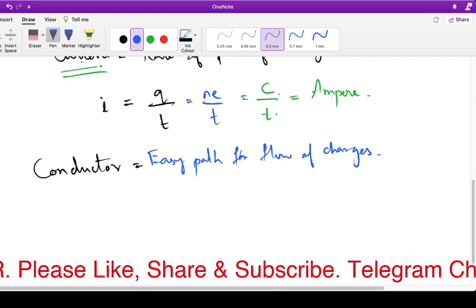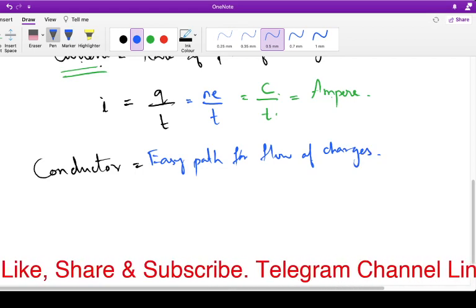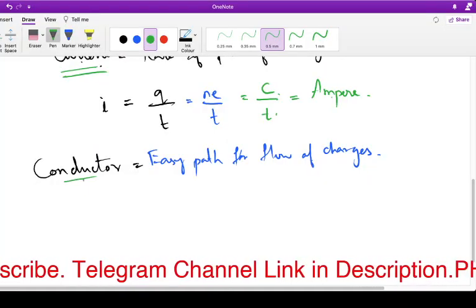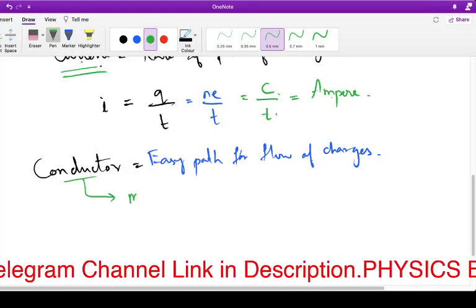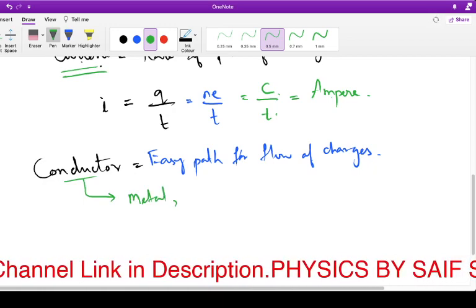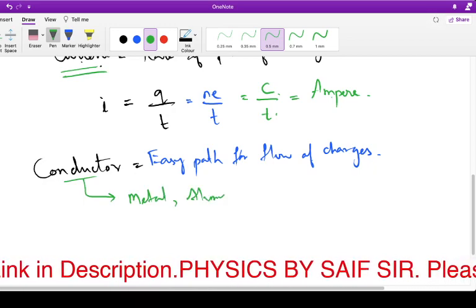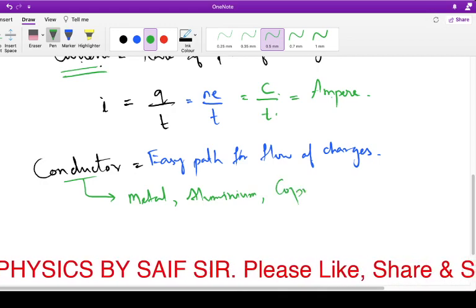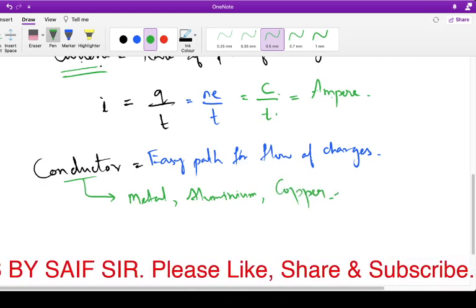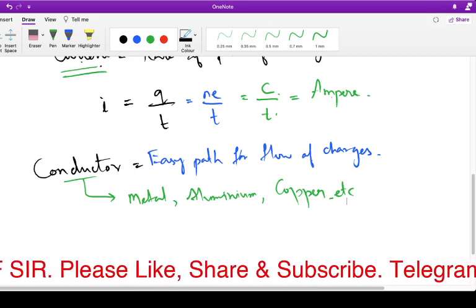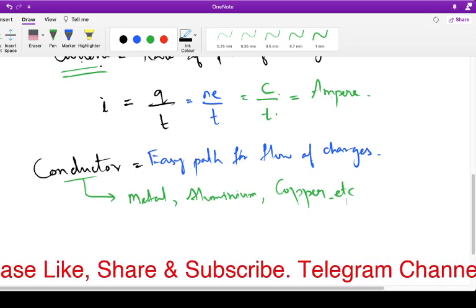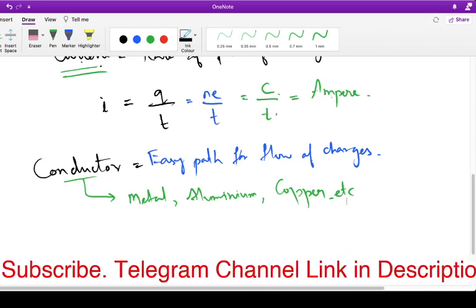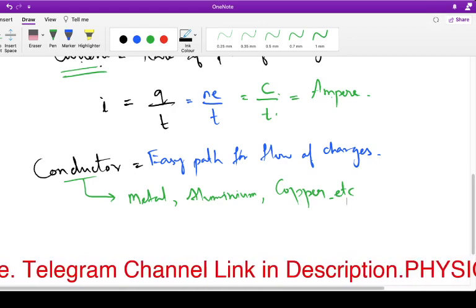Now how can you make a conductor? Conductors are based on different materials. Some of them are metals: you can use metal in making the conductor, aluminium, copper, etc. Basically all metals you can use, iron also you can use in making the conductor. And what does a conductor do? In a conductor there is an easy path for flow of charge.